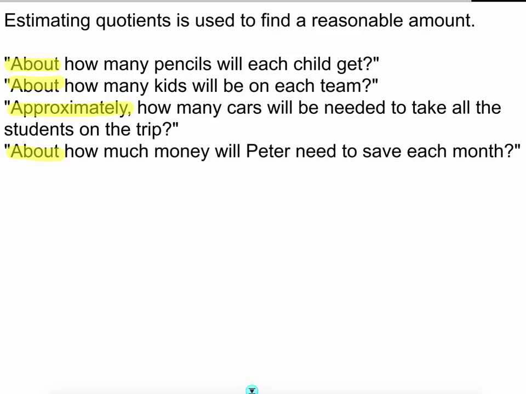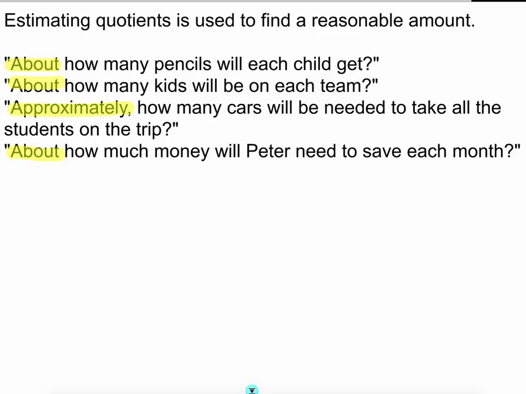So the first one says, about how many pencils will each child get? About how many kids will be on each team? Approximately how many cars will be needed to take all the students on the trip? About how much money will Peter need to save each month? So you could see that the estimating words haven't changed through sums, differences, and products. So these are very important keywords.